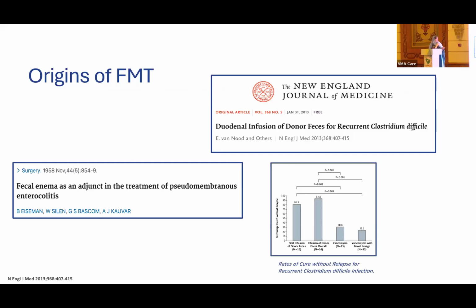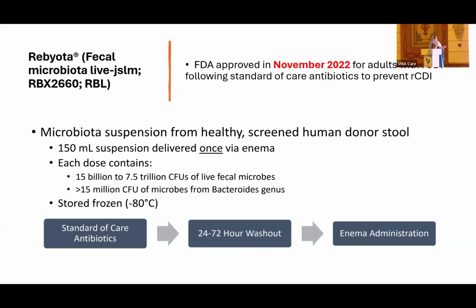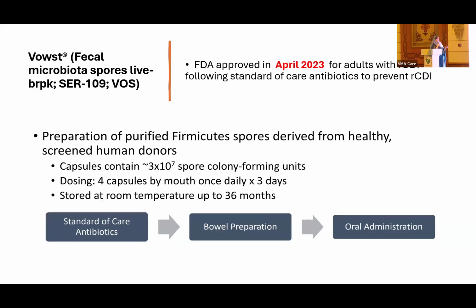So fecal microbial transplant started in the 1950s. However, they started using it to treat Clostridium difficile in 2013. And recently in the pipeline, there is Rebiota, which was approved in 2022 as an enema for fecal transplant in immunocompetent patients. Until now, there is no approval in immunocompromised patients. And there is the VOWST medication now. It's a capsule approved in 2023, also as a fecal transplant in immunocompetent patients.